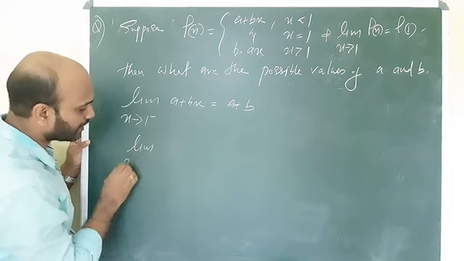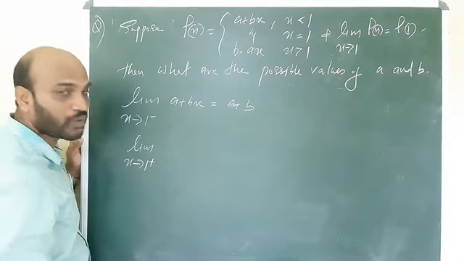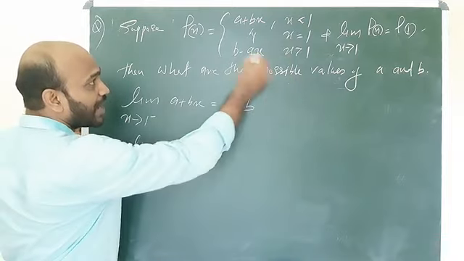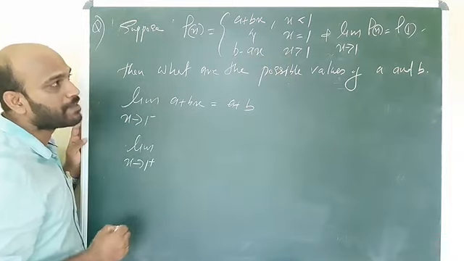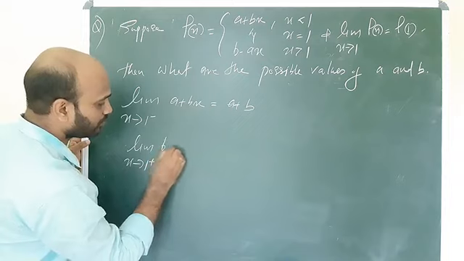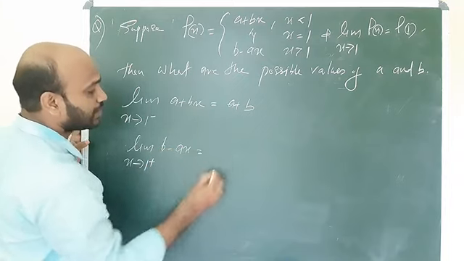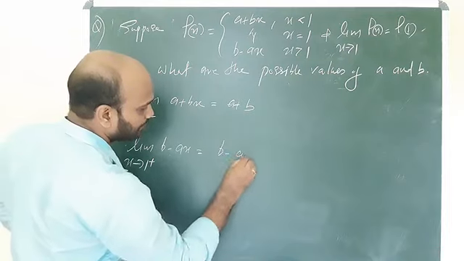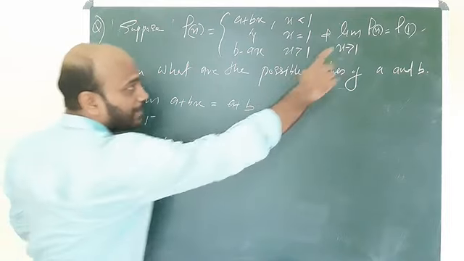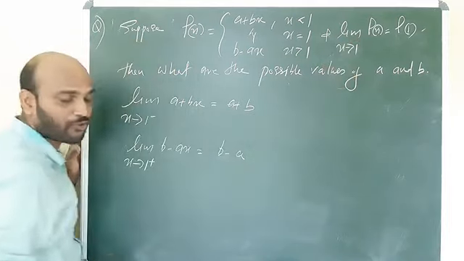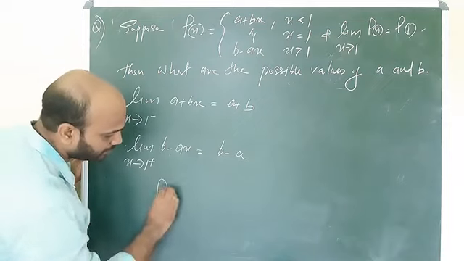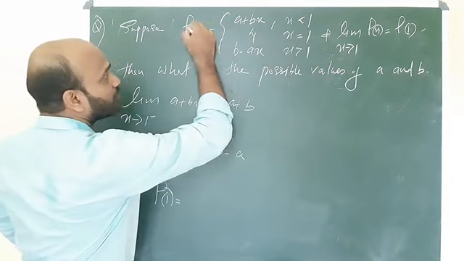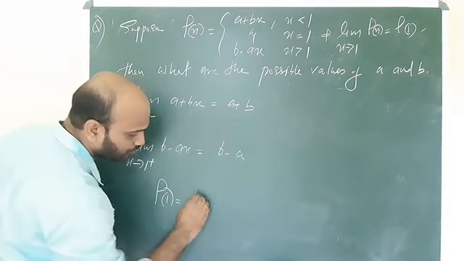Now we can find RHL. That is x tends to 1 plus. 1 plus means x is more than 1. In that case, the value of the function is b minus ax. After substituting x equal to 1, what will we get? b minus a. It is given that the limit exists and is equal to f of 1. So what about f of 1? When x equal to 1, the value of the function is equal to 4.